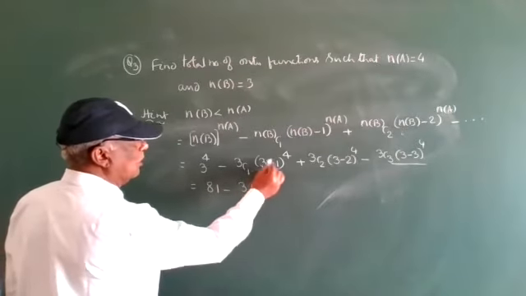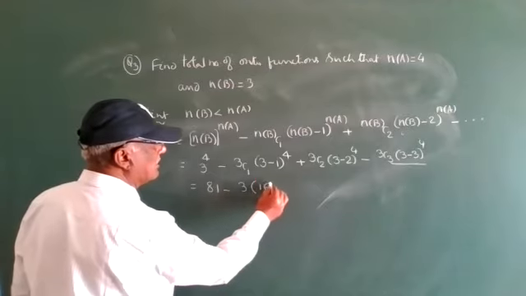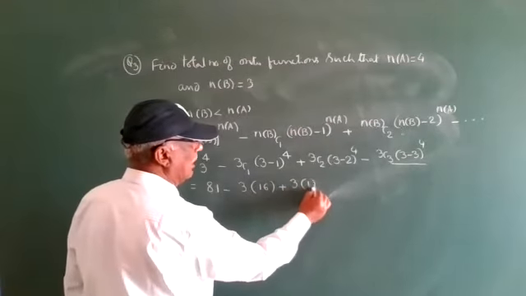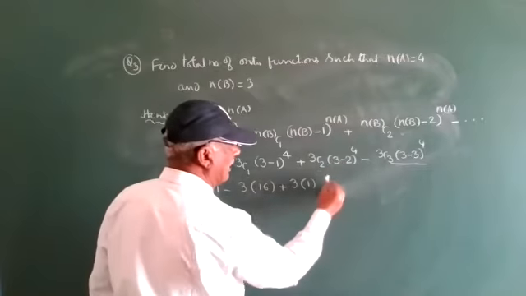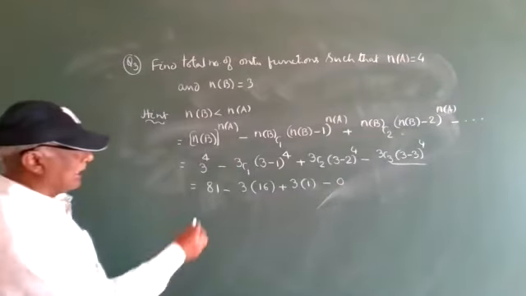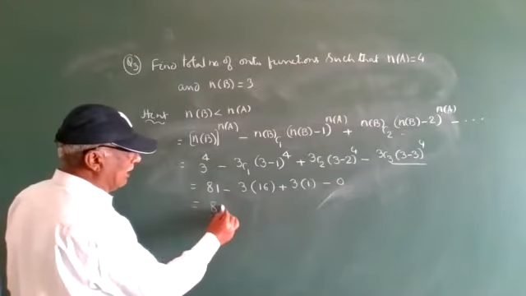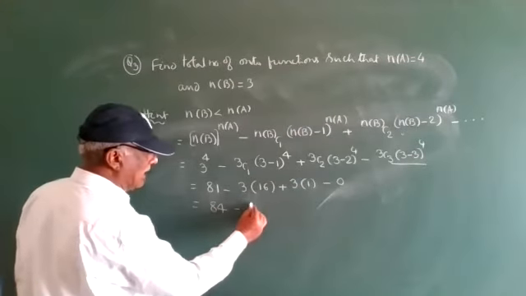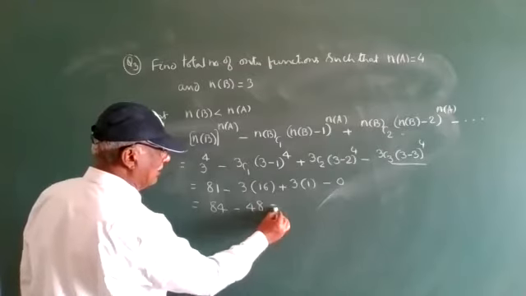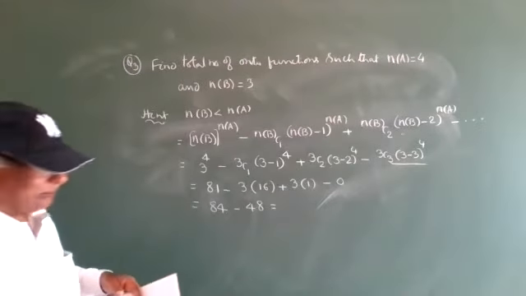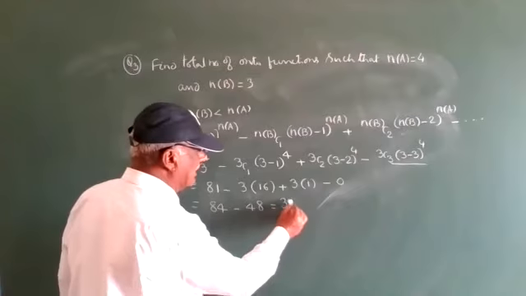So 3 power of 4 is 81. 3c1 is 3, 2 power of 4 is 16. 3c2 value is 3, 1 to the power of 4 is 1. This value is 0. Okay? Right, 81 plus 3 is 84 minus 48. Then the exact value is 36, that is the answer.